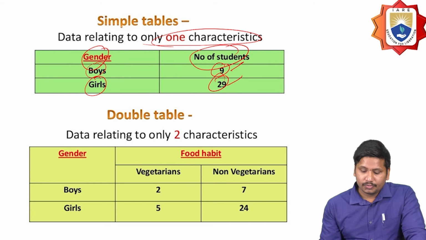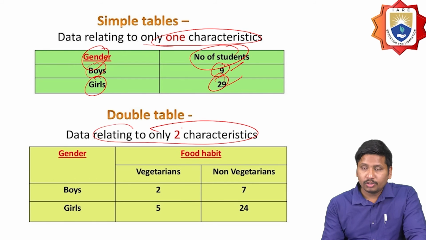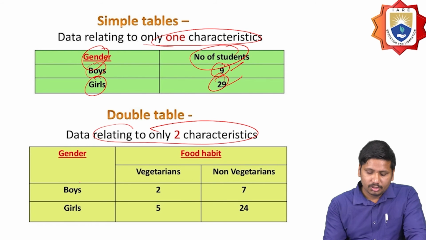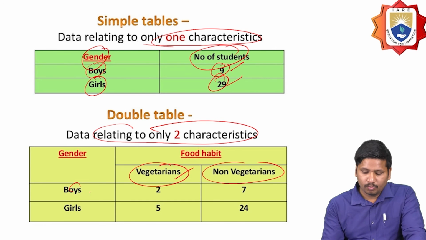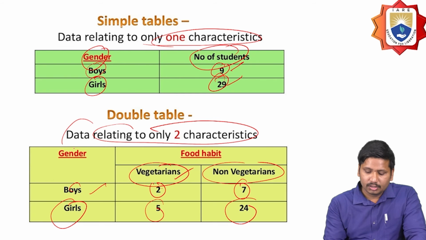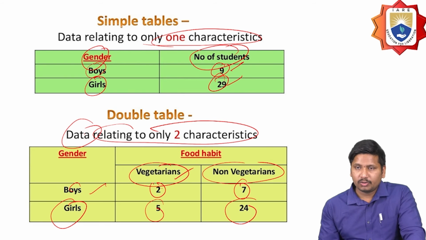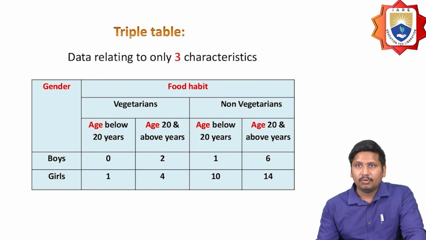And the double table: if the data is related to two characteristics at a time, that is a double table. Same gender example, but what differs is that I want to find the number of vegetarians among boys and the number of non-vegetarians among boys. Similarly, I want to find the number of vegetarian girls and non-vegetarian girls. So once the data is related to two characteristics, that is a double table.